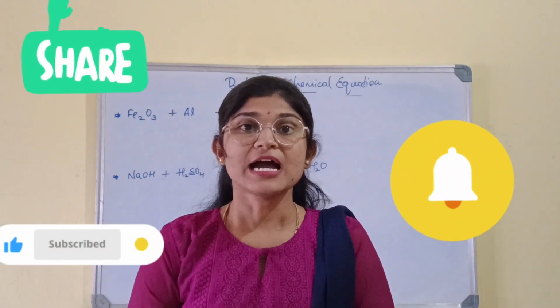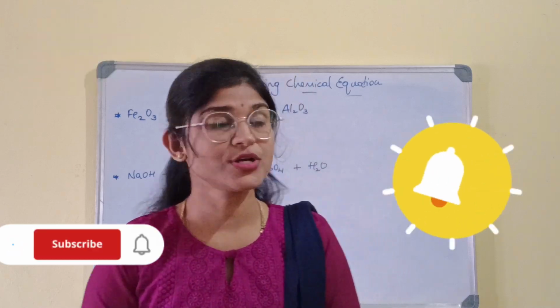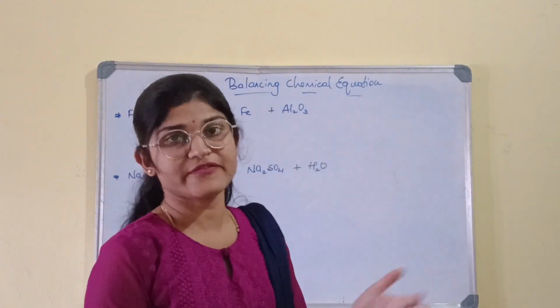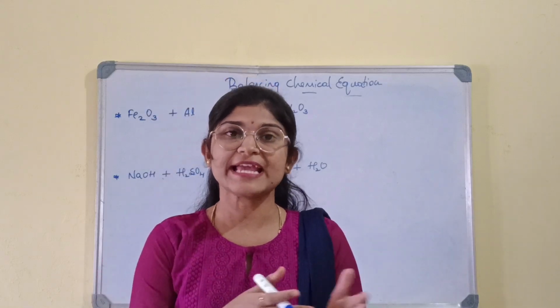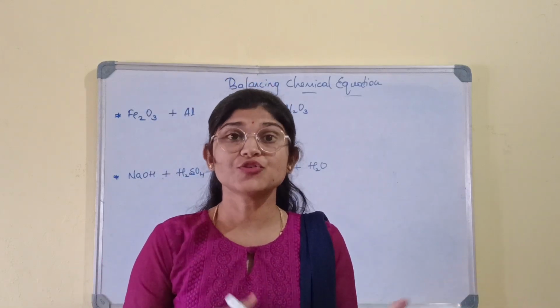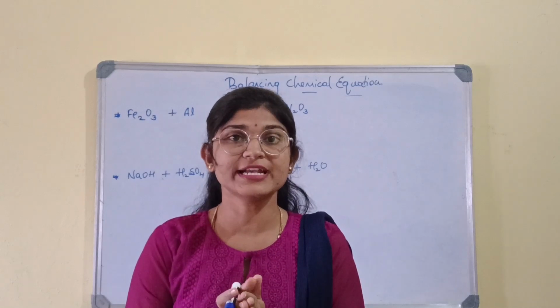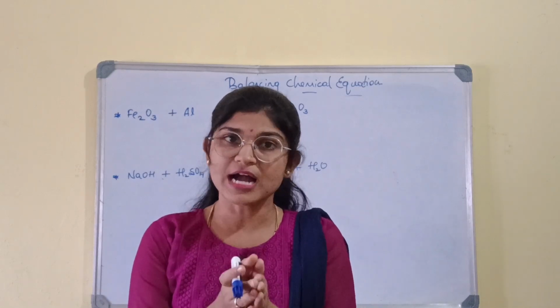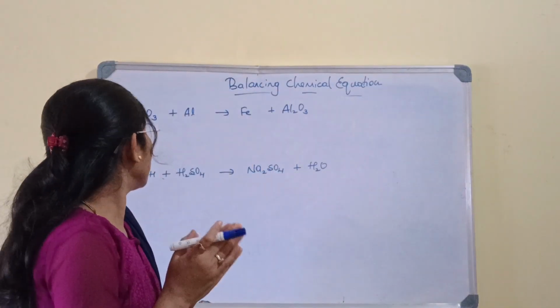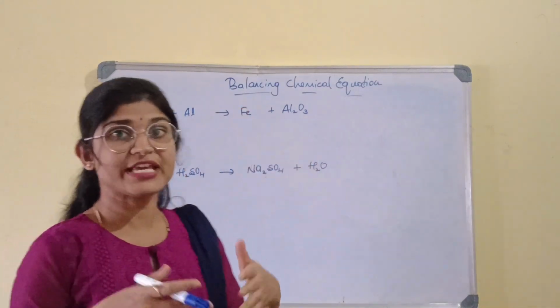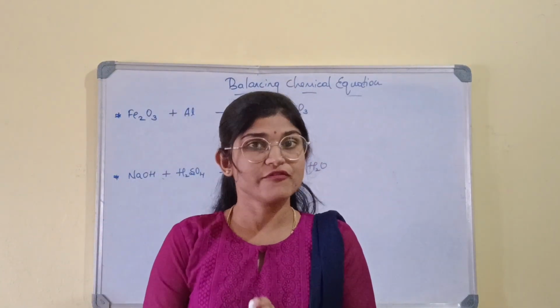In this session, we are going to discuss how to balance an unbalanced chemical equation. One reaction will be given. How to write it in equation form? To write it in equation form, we need the correct formula of the compound. We should know the correct formula of the compound, then only we can write it in equation form.